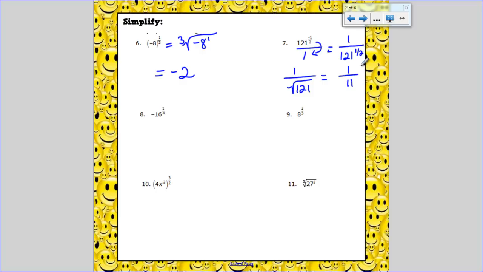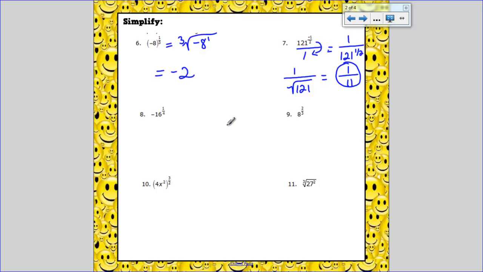If you try to put that in your calculator, 1 over 11 becomes the decimal point 111 repeating, and it goes on forever. Well, don't write that down. That doesn't tell me anything. I need the fraction 1 over 11. That has much more meaning to me. So that's your answer, but that's how we got to it.